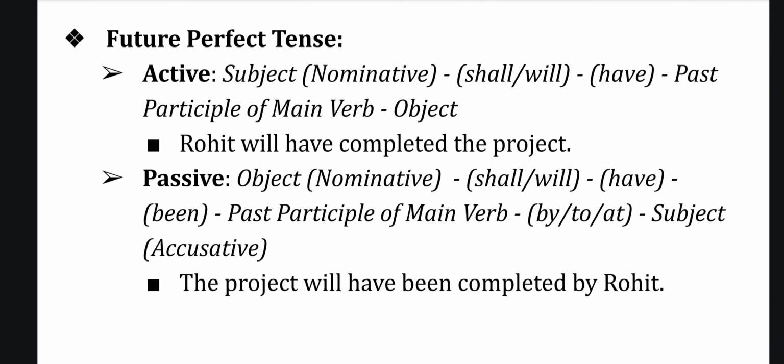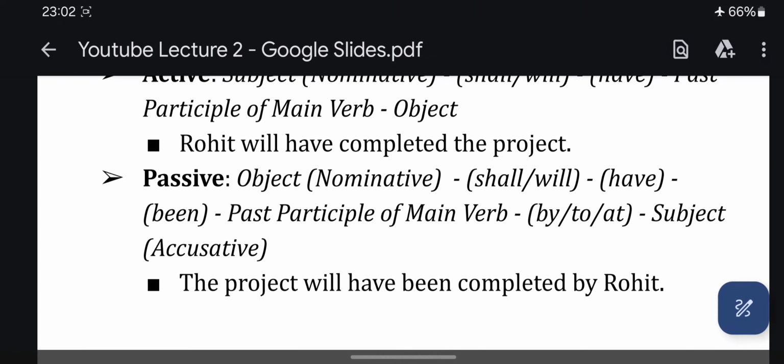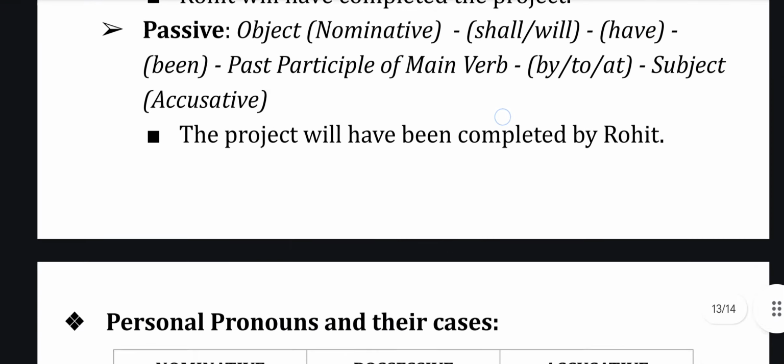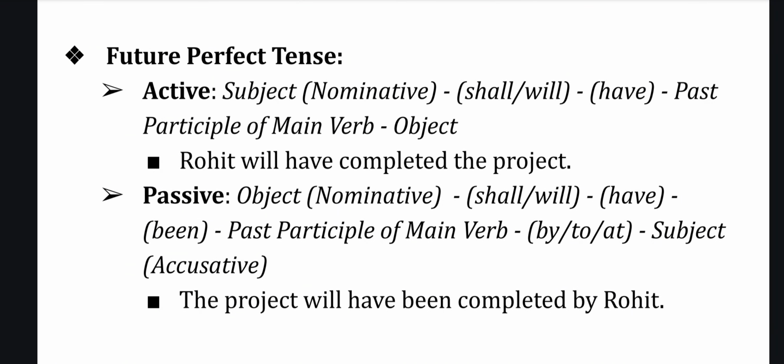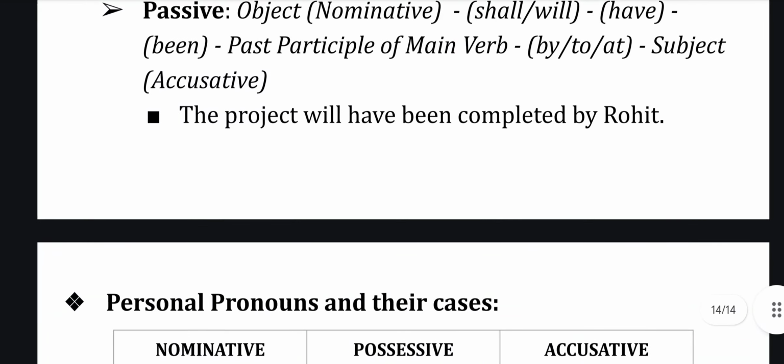Okay. It is very easy. Future is not very tough because you just need to look at the modal auxiliary, and the have will remain same, past participle will remain same, and you do not need to focus on the fourth tense of the future tense, which is future perfect continuous tense. It does not exist. It is not used in English language anymore.